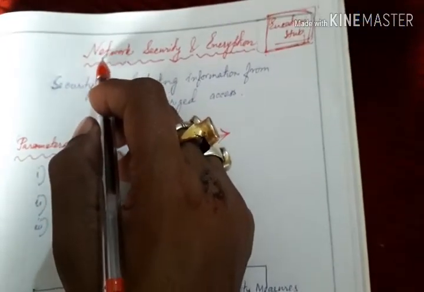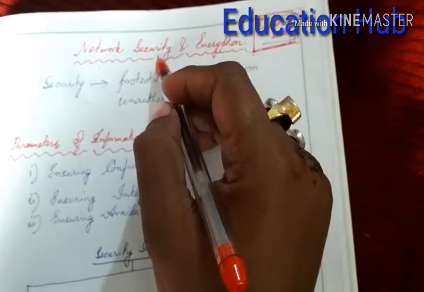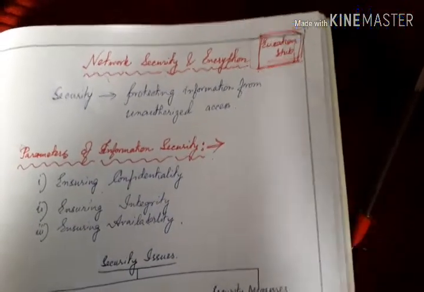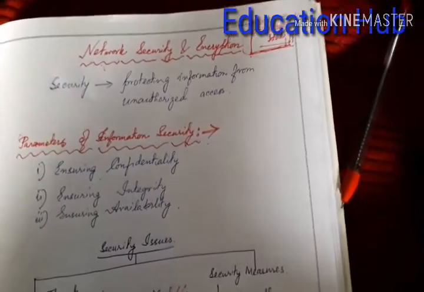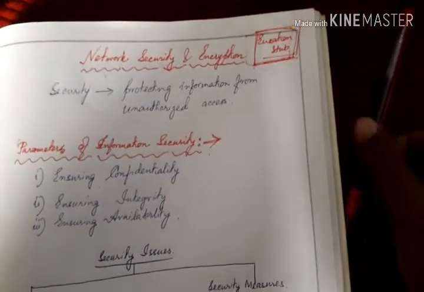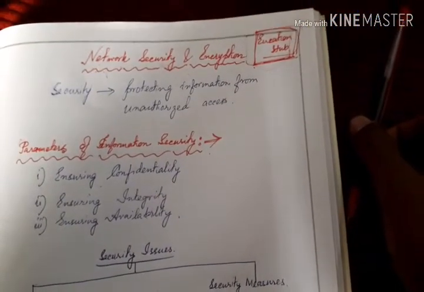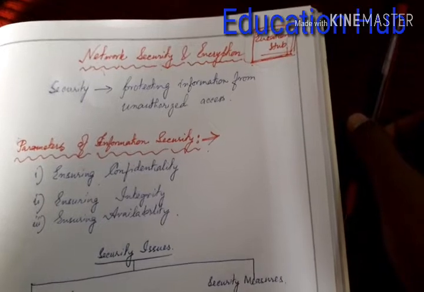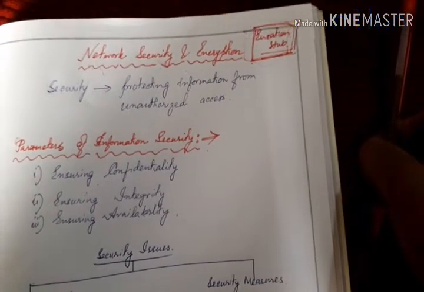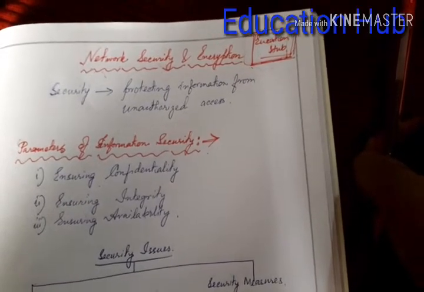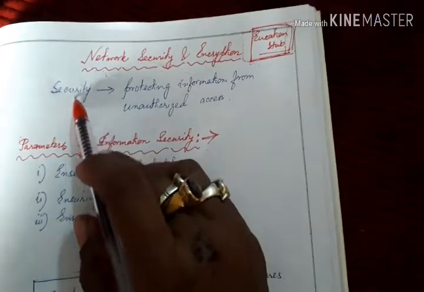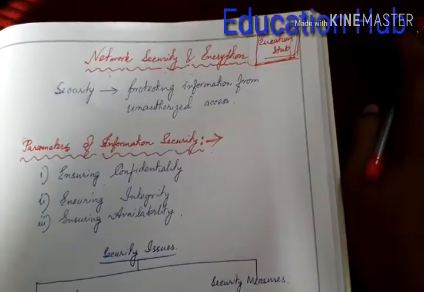The lecture is network security and encryption. What is network security and encryption? Security means protecting information from unauthorized access. Not only access, but also use, modification, destruction, everything. If these are prevented, then it is termed security.